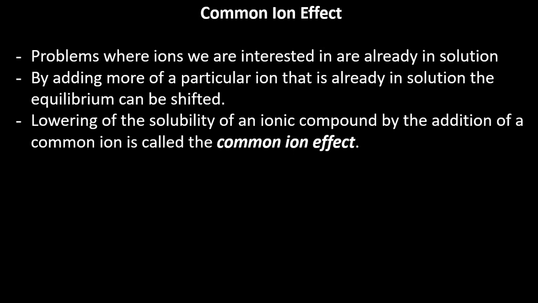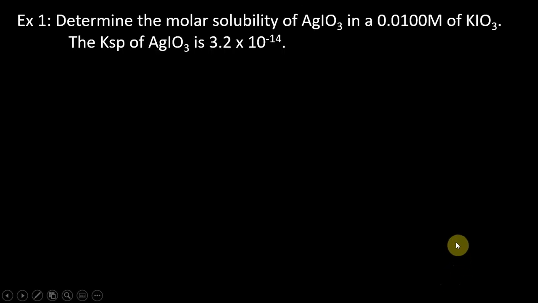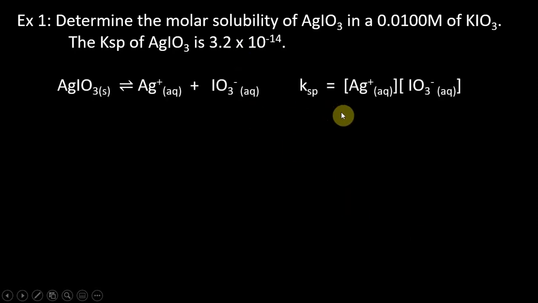If we lower the solubility of an ionic compound by the addition of a common ion, it's called the common ion effect. So let's try an example here. Determine the molar solubility of silver iodate in a 0.01 molar solution of potassium iodate. The Ksp of silver iodate is 3.2 times 10 to the minus 14. All right, so what we're looking at is this particular equilibrium where silver iodate goes to silver ions and iodate ion. So the Ksp of this is going to be the silver ion concentration times the iodate ion concentration.